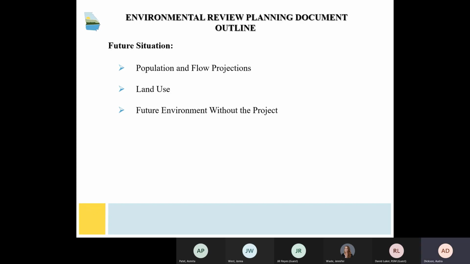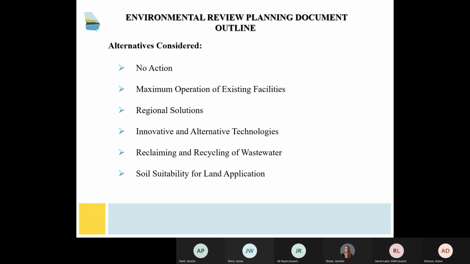Regarding future situations, a 20-year population growth projection in the area and how it will impact wastewater flows will be required. Future land uses and environmental situations with and without the project. An evaluation of potential alternatives, with the individual alternatives depending on the scope of the project. For instance, for a sewer extension, alternatives such as reclaiming, recycling, or land application of wastewater may not be applicable. But for a new or expanding facility, all these alternatives would need to be considered.